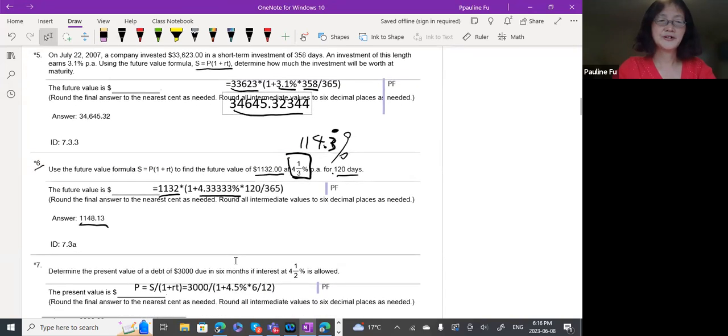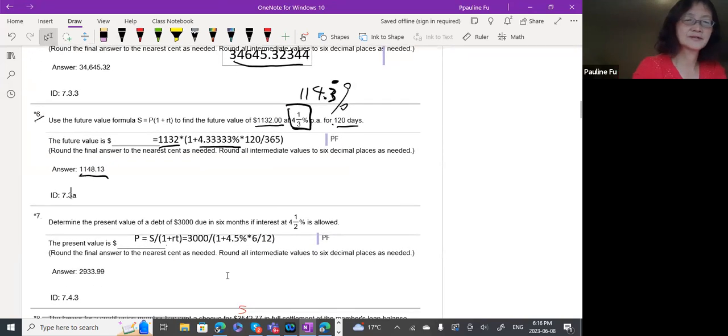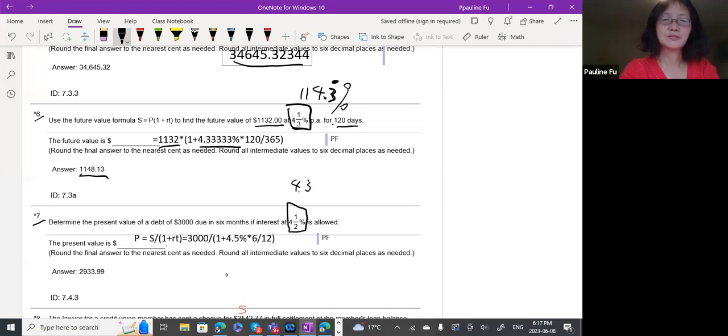Questions? Okay, question 7. Determine the present value of a debt due in 6 months if interest at 4.5%. So this 4.5% is the same as 0.045.